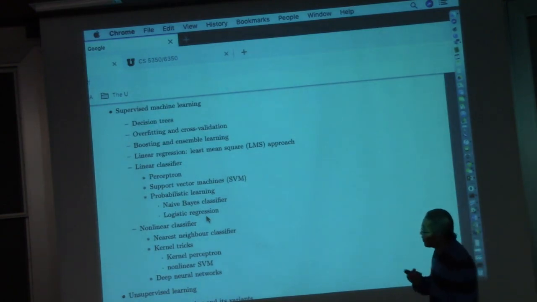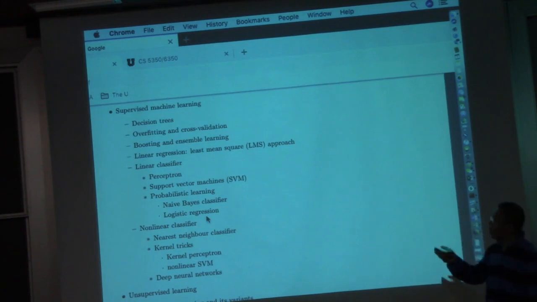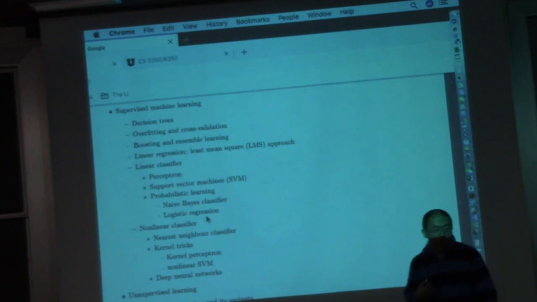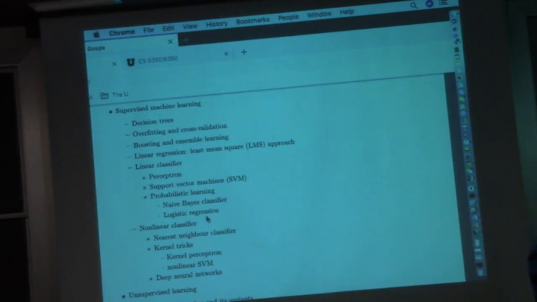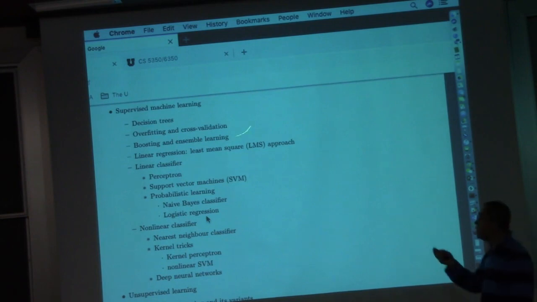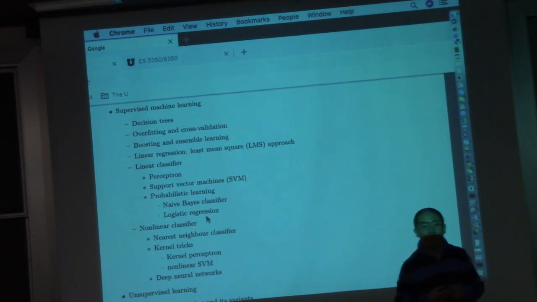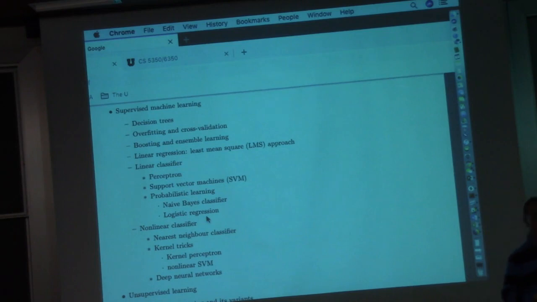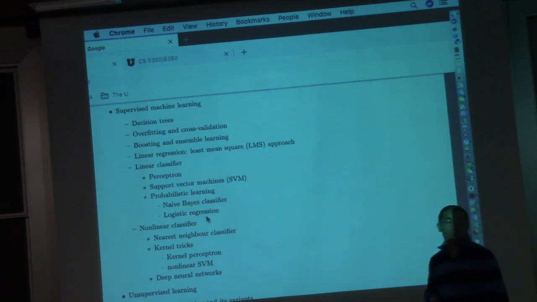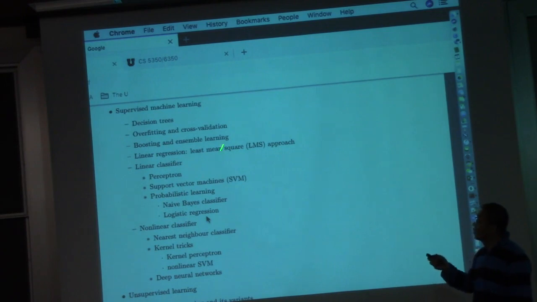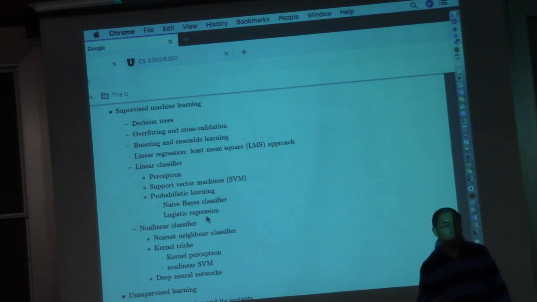And after the introduction of the decision tree, we'll introduce the concept of overfitting and the strategy to overcome overfitting called cross-validation. Cross-validation is a very commonly used technique to select appropriate hyperparameters in our machine learning models and algorithms. Then we'll introduce boosting and ensemble learning.